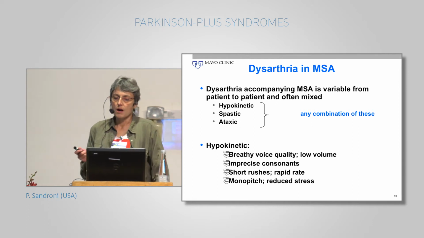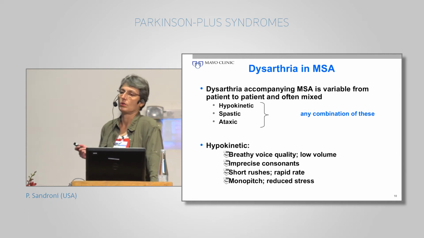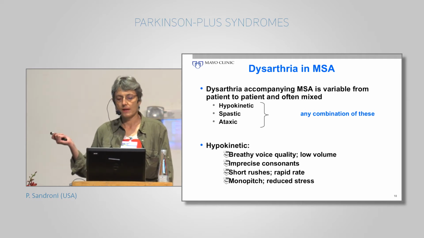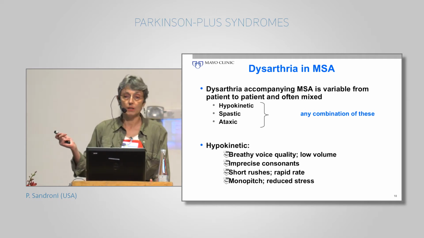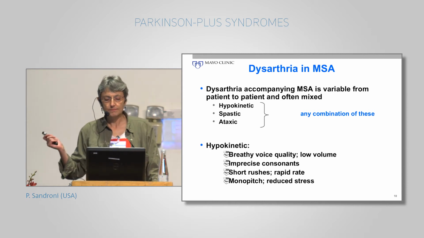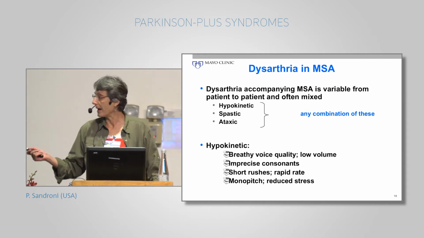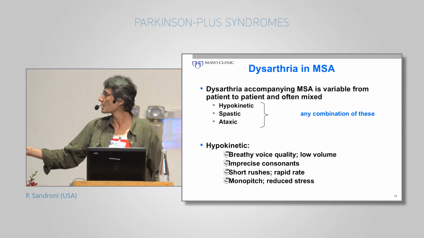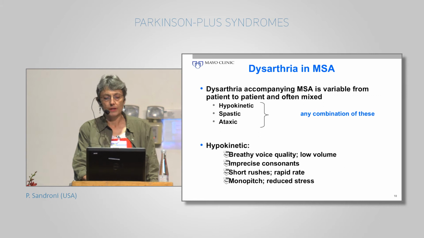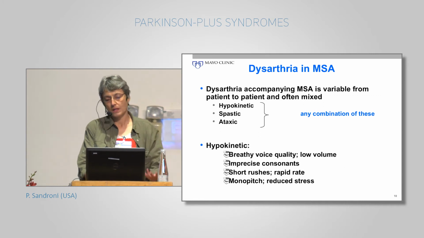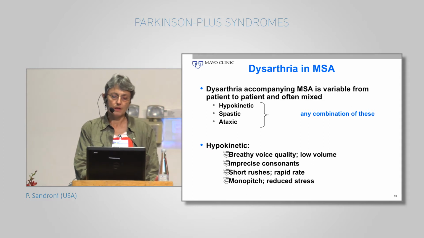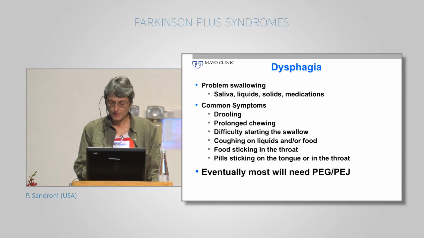Dysarthria: you can have almost any combination in multiple system atrophy. You can have the hypokinetic, the spastic, and the ataxic, in any combination. You may have all three. Hypokinetic is probably the most common, but again, as the disease progresses, they evolve and accumulate the other ones, making the speech therapy even more challenging, and that's very important to have addressed.